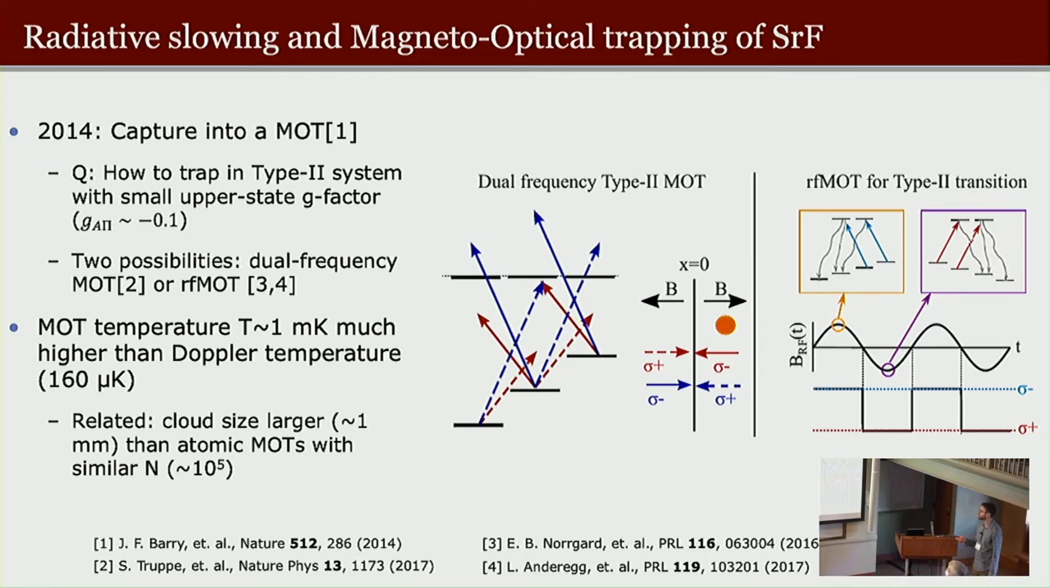So the second question I proposed earlier is, how can you actually trap in these type 2 systems? One thing I didn't mention there is that not only is it a type 2 system, but this upper state has a pretty small magnetic g factor. So there were two possibilities discussed in order to do this.